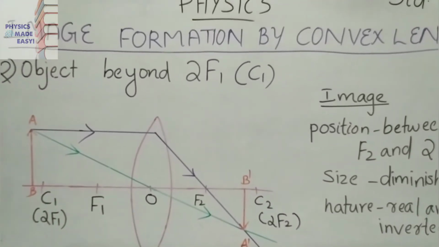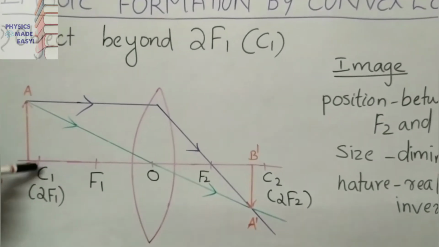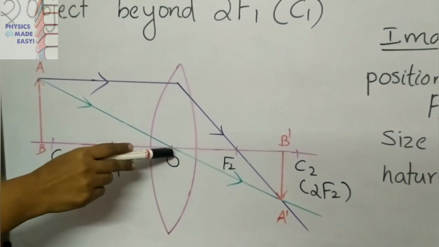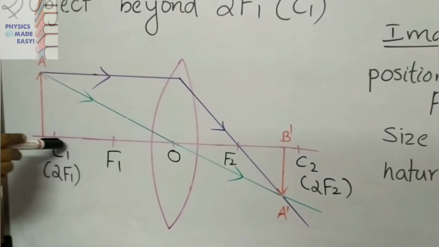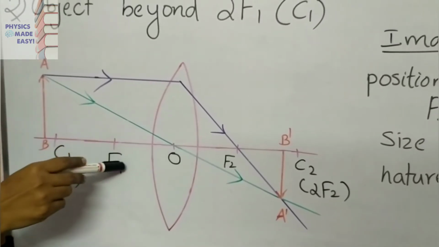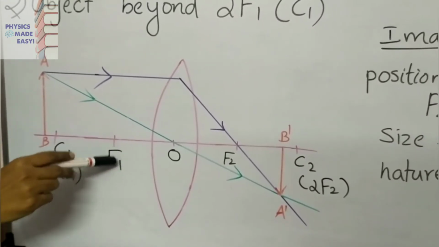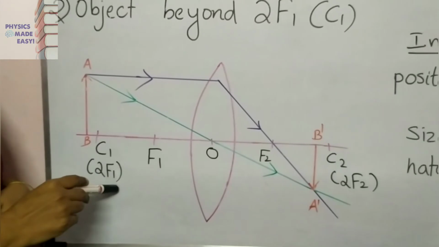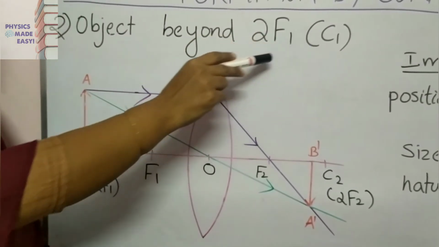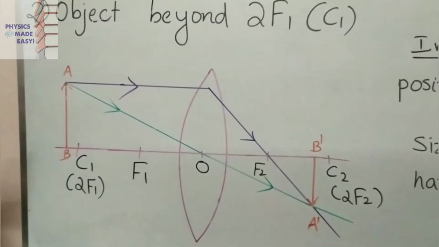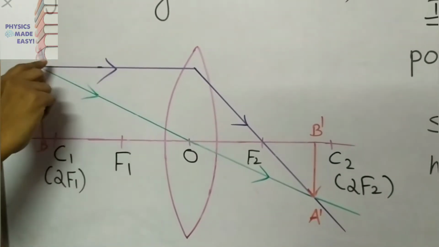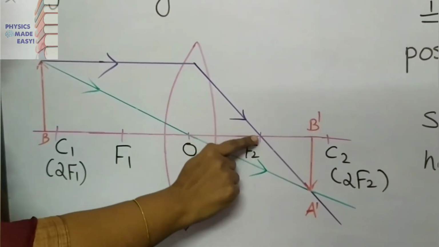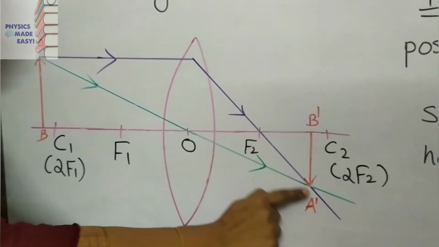If the object is placed like this beyond C1, object beyond C1, you can see 2F1 also, you know this is radius of curvature OC1, that is radius of curvature, that is twice the focal length. So here you can see this is the principal focus F1 here. Instead of C1 you can write 2F1 also. So C1 and 2F1 both are same points. If you are placing object beyond C1, here you can see the ray which is parallel to the principal axis. After refraction, that is passing through principal focus F2.